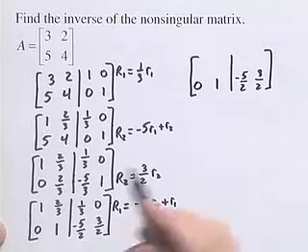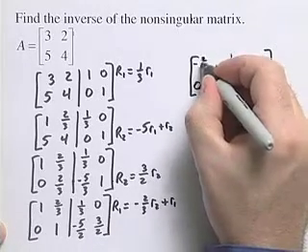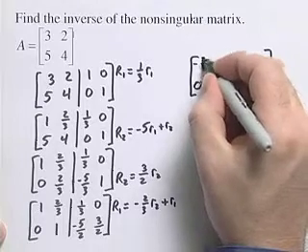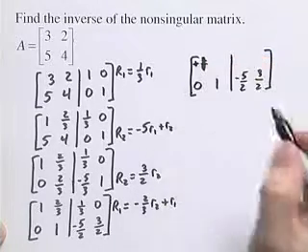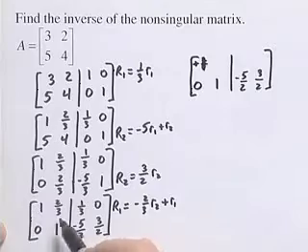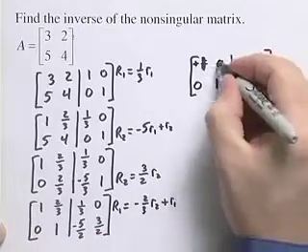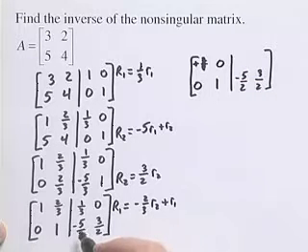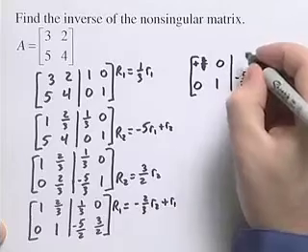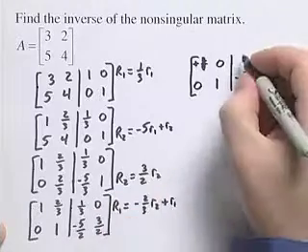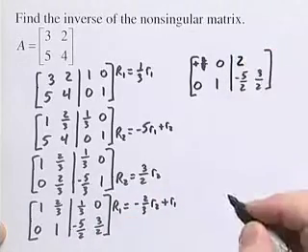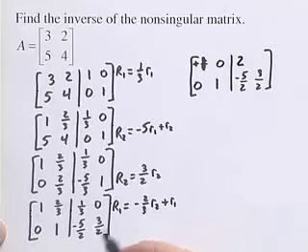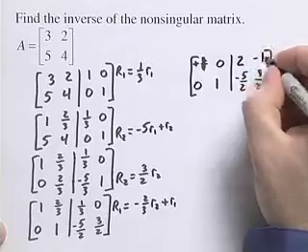-2/3 times 0 plus 1 is still 1. -2/3 times 1 plus 2/3 is 0. So now we have our identity matrix. -2/3 times -5/2, two negatives make a positive, we'll end up with 5/3 plus 1/3 is 6/3, which is 2. -2/3 times 3/2, that's -1, plus 0 is -1.